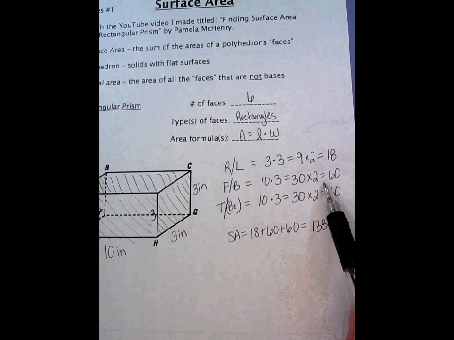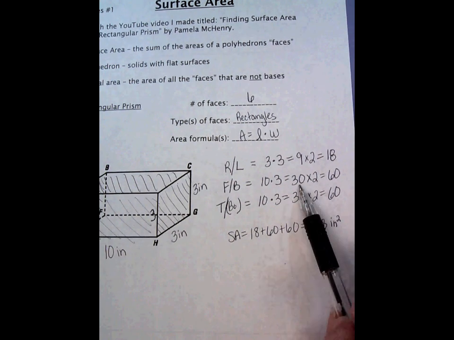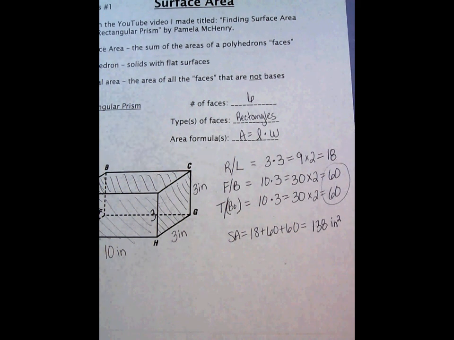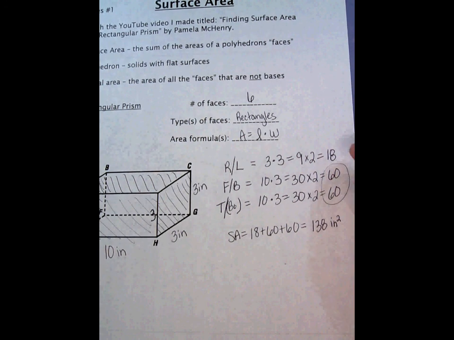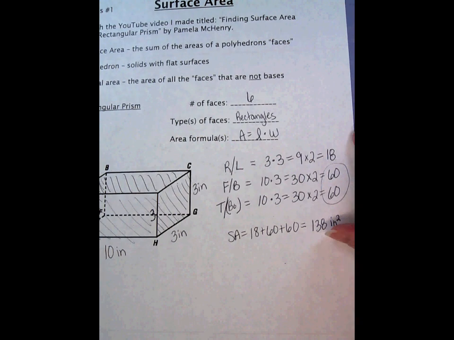Now, had you realized that the top and the bottom and the front and the back were all the same, you could have just found this 30 once and multiplied by 4 to get 120, which is what the 60 plus 60 is. So I hope this helps. Tomorrow in class, you're going to be trying one of these on your own, so bring these notes with you so you can have them to follow along with.